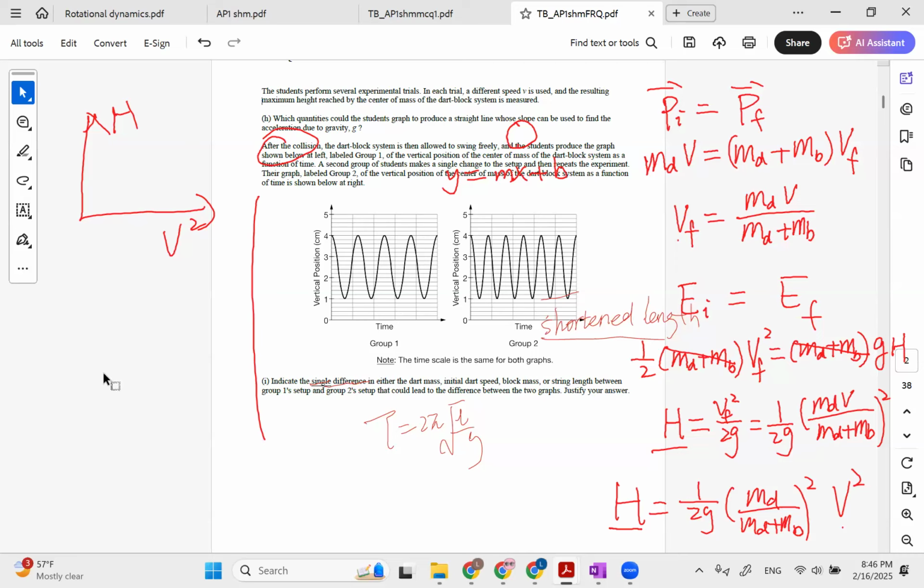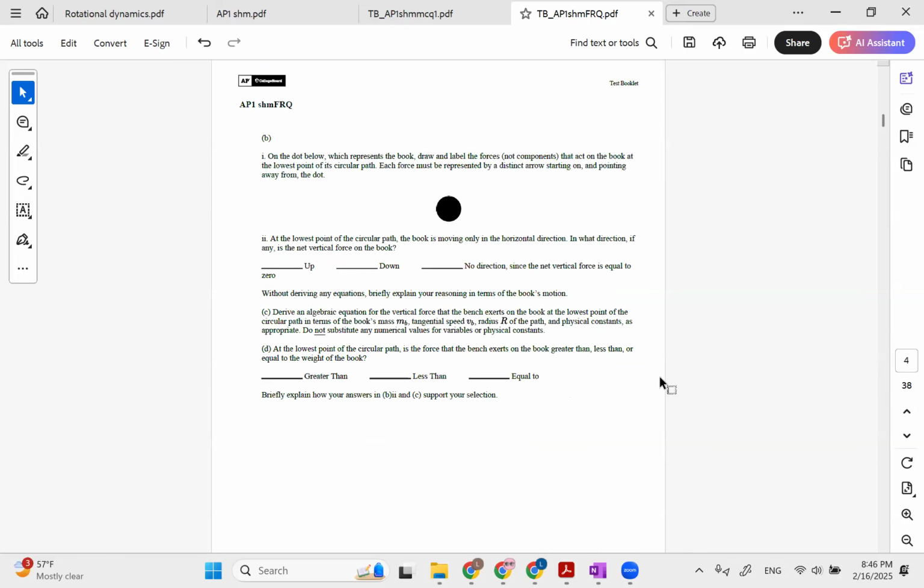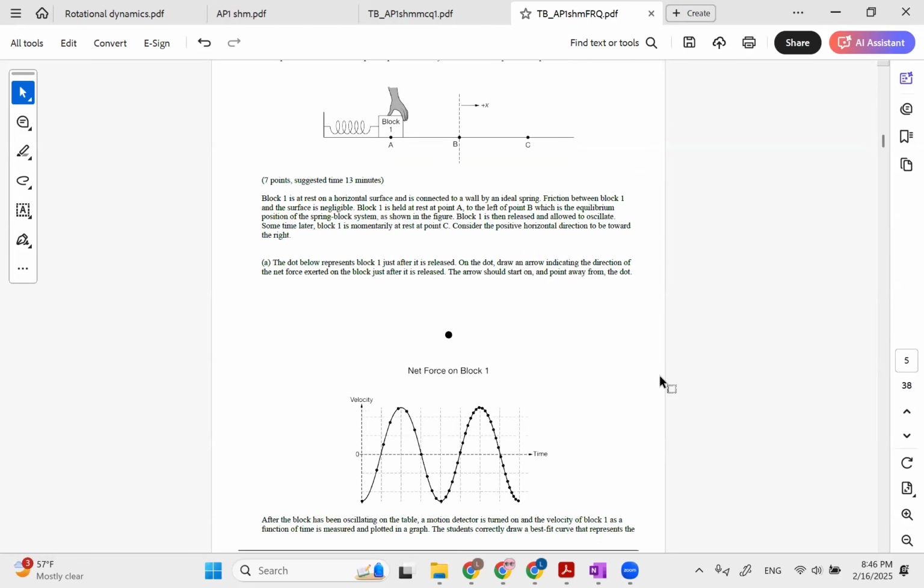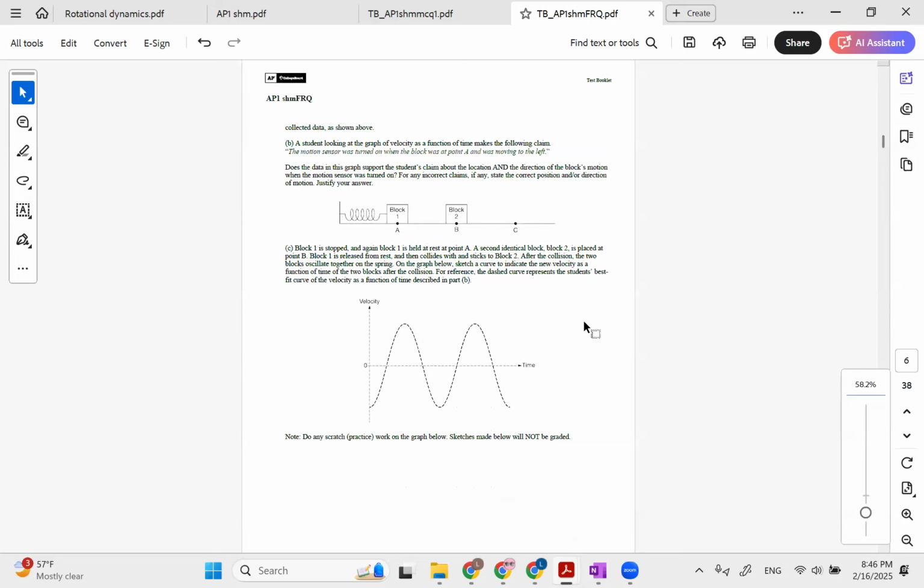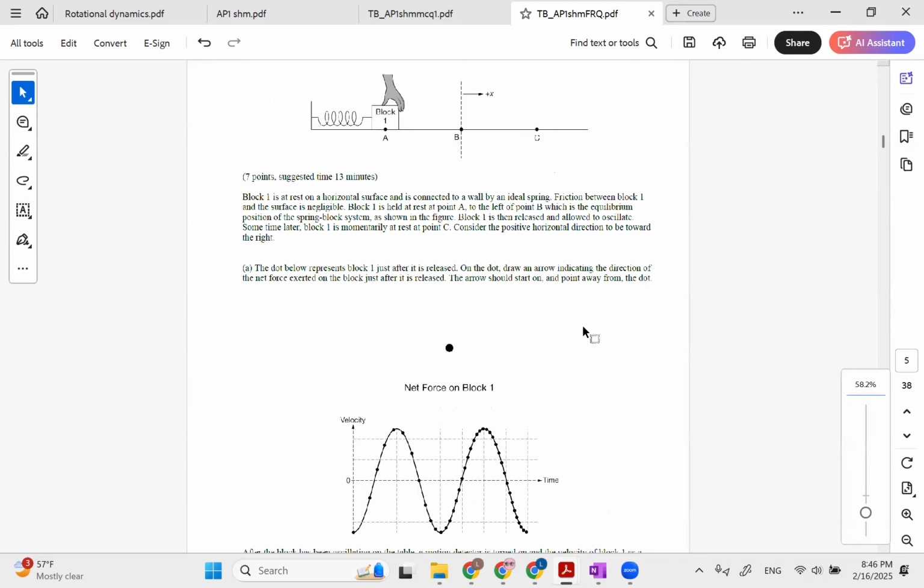Good. So now let's do another question about the spring situation. Look at this one. Brenda, you can read the question. Block 1 is at rest on a horizontal surface and is connected to a wall by an ideal spring. Friction between block 1 and the surface is negligible. Block 1 is held at rest at point A to the left of point B, which is the equilibrium position of the spring block system as shown in the figure.